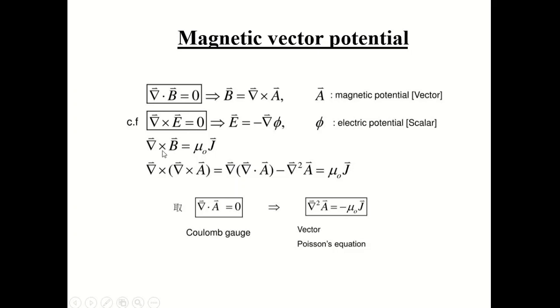So finally nabla cross B equal to mu naught J. Nabla cross B equal to nabla cross nabla cross A is equal to nabla of nabla dot A minus nabla square A. This we can write by the formula, back minus cap, is equal to mu naught J. Since nabla dot A equal to 0, this is the Coulomb gauge. Therefore we can finally write nabla square A equal to minus mu naught J. This is Poisson's equation. J is the current density.